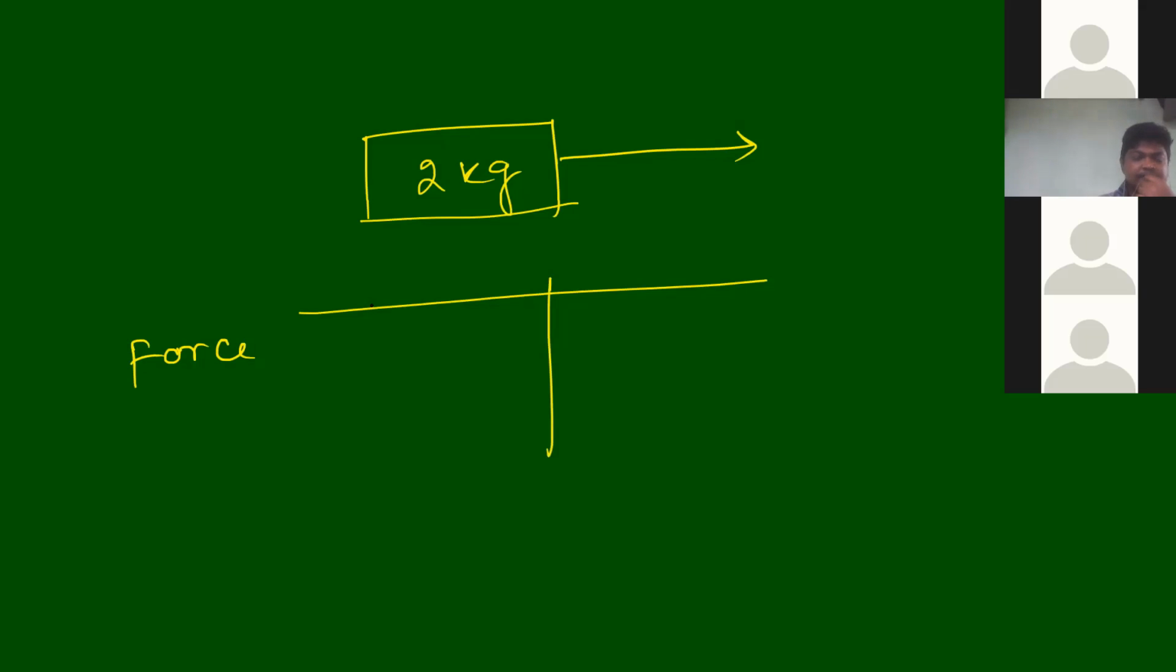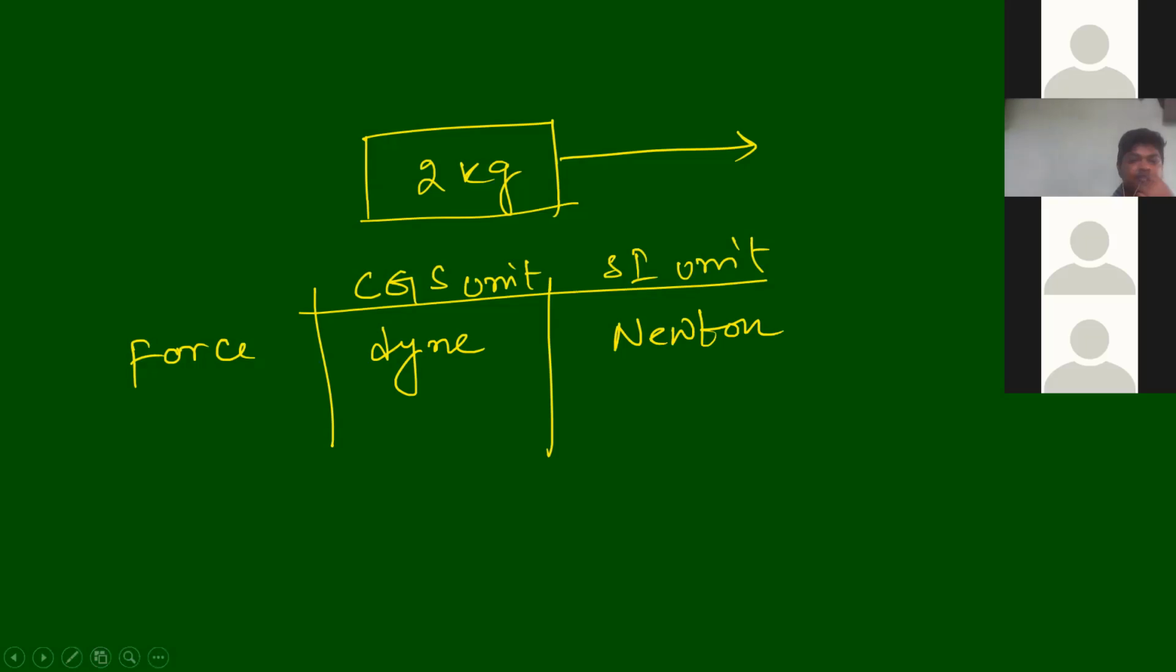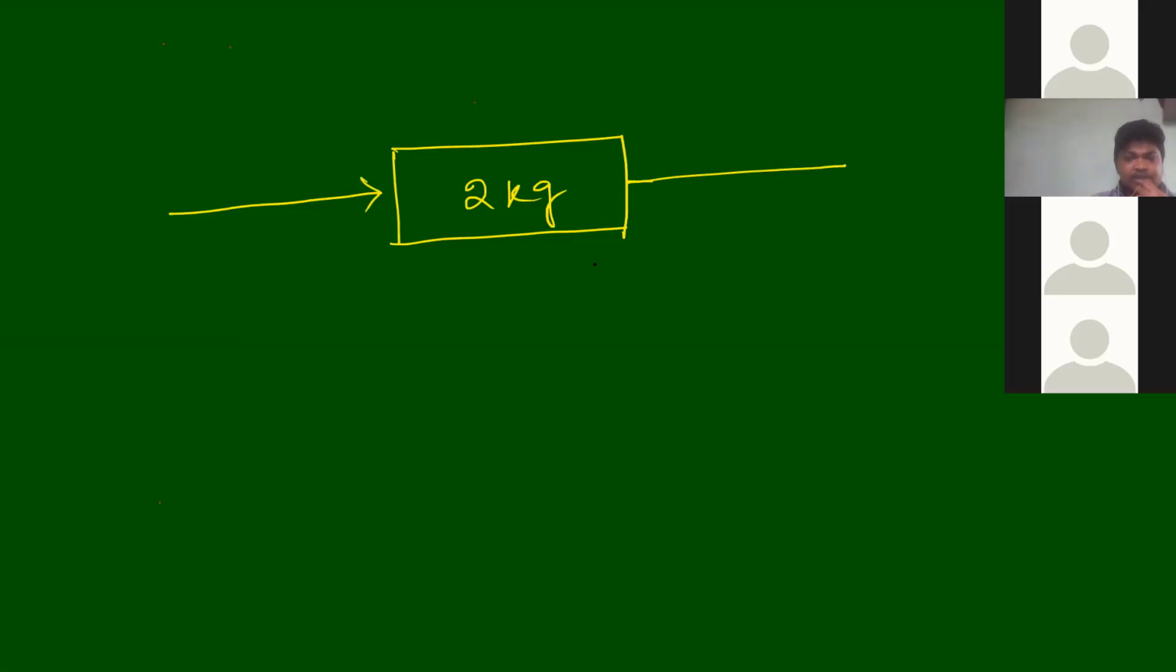Let me make a table so that the concept will be clear. The force should have a CGS unit and a SI unit as well. The CGS unit of force is known as Dyne, and the SI unit of force is known as Newton. So the force has two kinds of units. In SI, we measure force in Newton. In CGS, we measure force in Dyne. Now here, the object was 2 kg. The push force was applied in this direction and the pull force was applied in this direction.